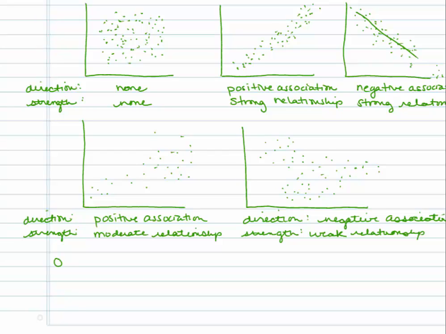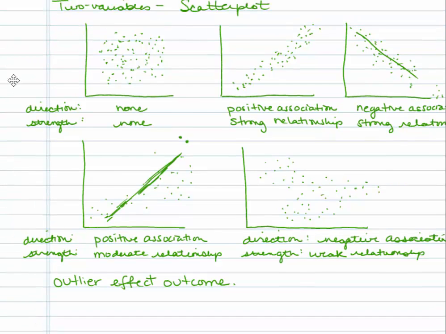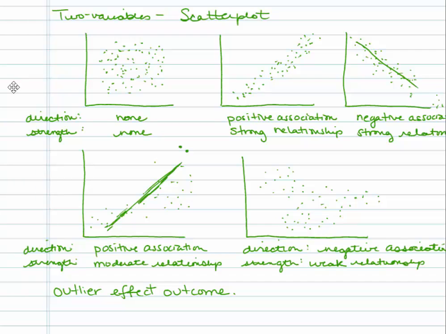One thing about these is outliers affect your outcome. So imagine if you had a few outliers on this one up here that were way up here, something like that. It would 100% skew this data a little bit more positive, more of a steeper slope. So outliers do affect the outcome of what occurs.